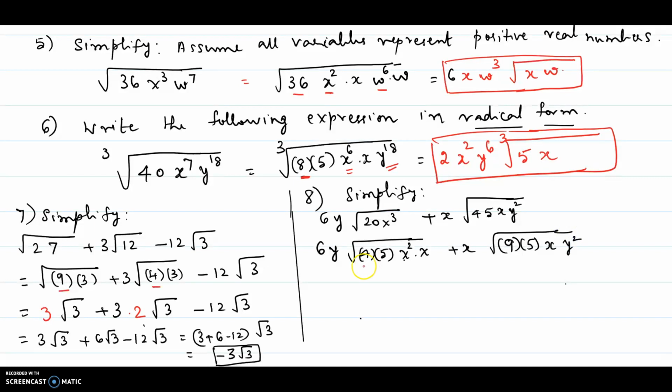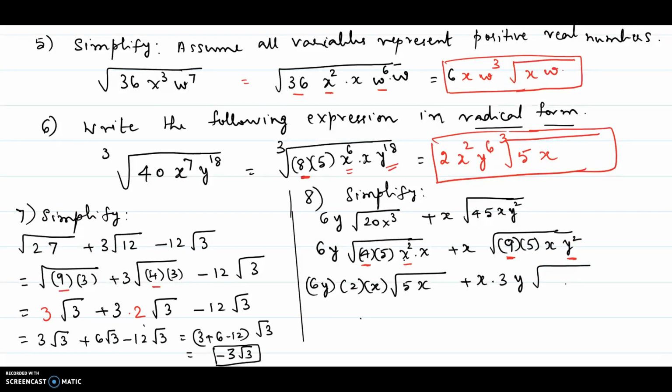Now we take out the square numbers and remove the radical for those square numbers. So 4 is a square number, x square is a square number, 9 is a square number, y square is a square number. So we have 6y, square root of 4, that is a 2, which comes outside the radical. Square root of x square, that is an x, that comes outside the radical as well. So inside the radical you are left with 5x plus x. Square root of 9 is a 3 outside the radical. Square root of y square is a y outside the radical.